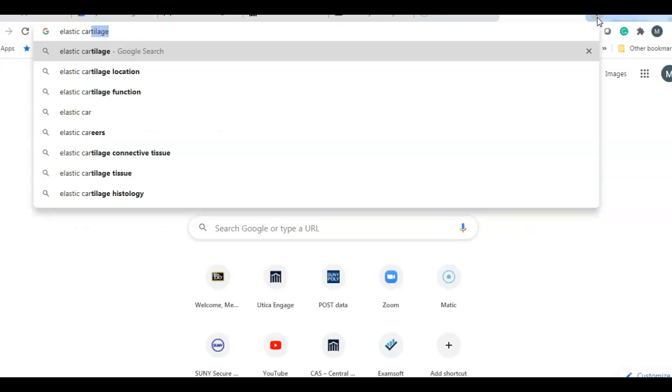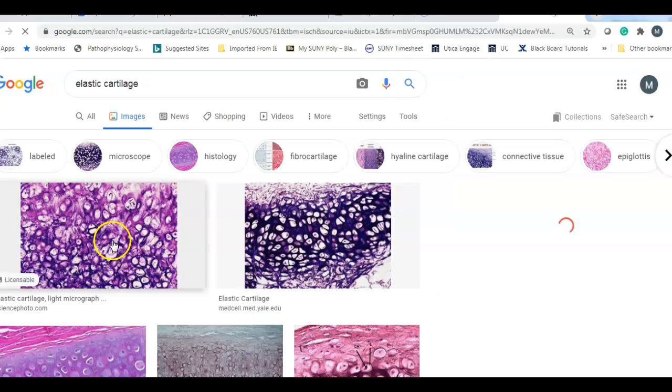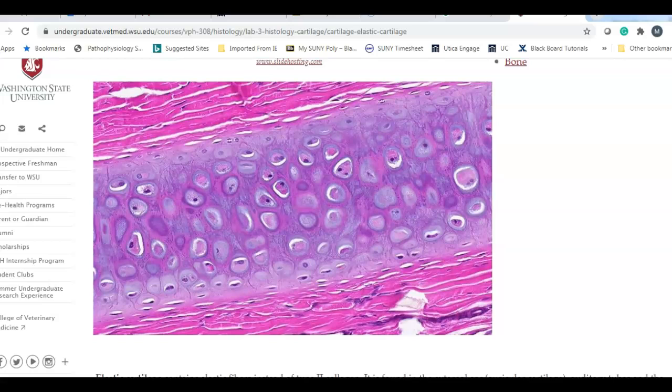I'm going to get a picture of elastic cartilage for you. I like this one. This was fairly close to this one. This one's close to what we look at in the lab. The cells are closer together in elastic cartilage, and you could see the fibers. There's elastic fibers spread throughout that matrix. See it a little bit better on the actual slide. So in here you can see the dark staining elastic fibers. You can see them really good right in there.